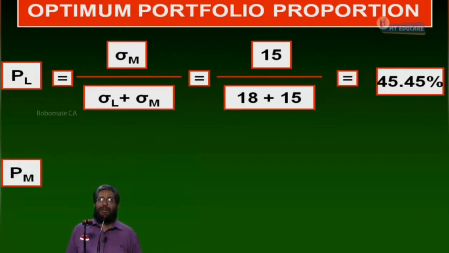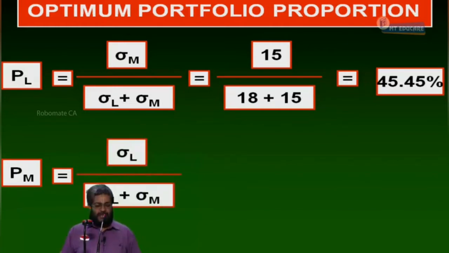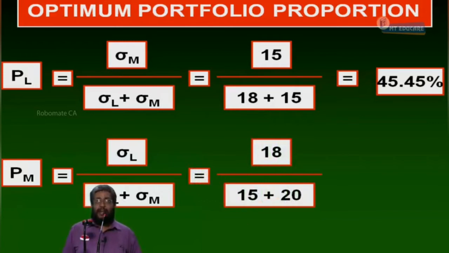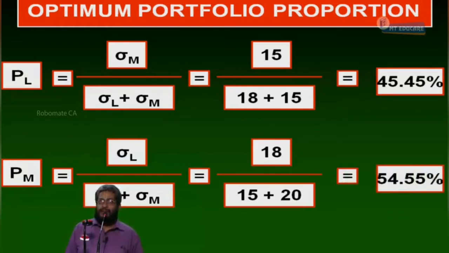Next. Proportion of M is equal to sigma L by sigma L plus sigma M, which is equal to 18 divided by 18 plus 15. That's the wrong typing, you can change it. 18 by 18 plus 15. Tell me what's the number? 54.55%.